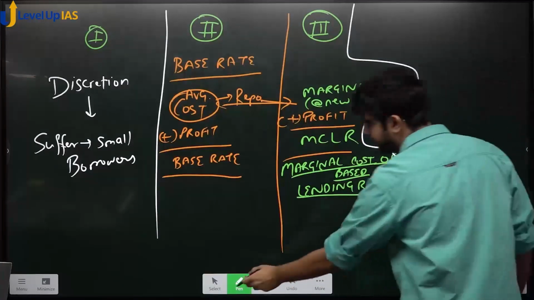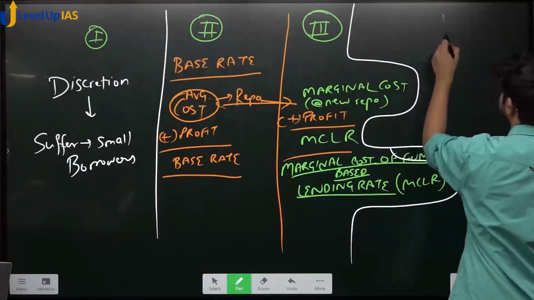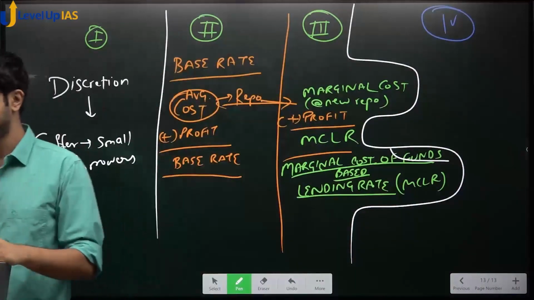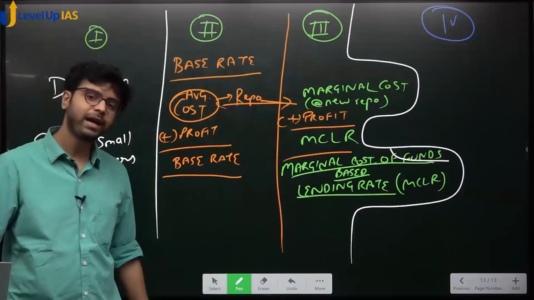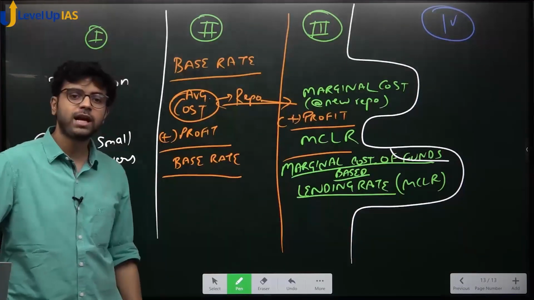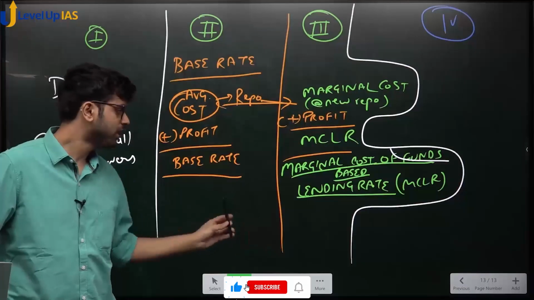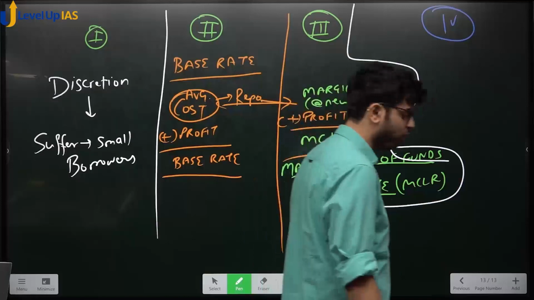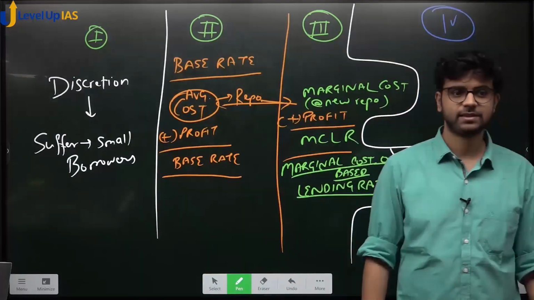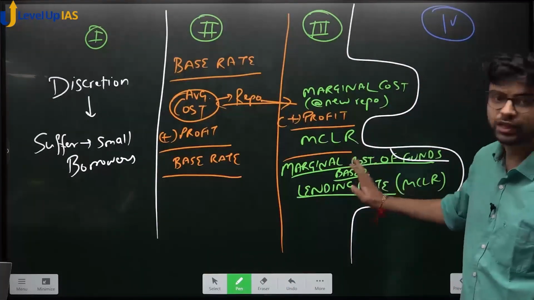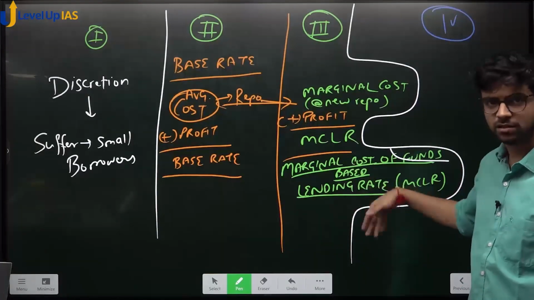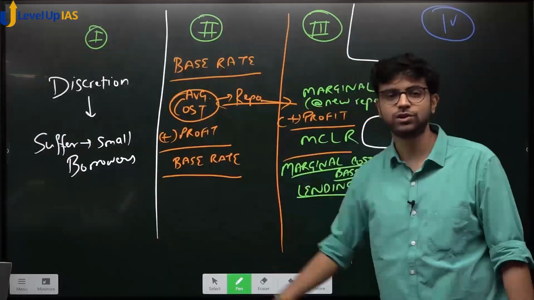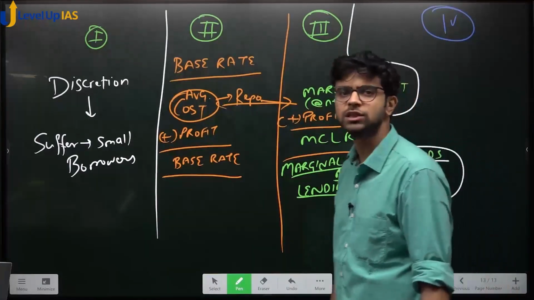Okay, we'll write the fourth regime here. Are you getting this? Is monetary policy transmission more in this, or this, or this? It is more in this. Banks are doing some things, but it is still more in this compared to the others. Yes or no?